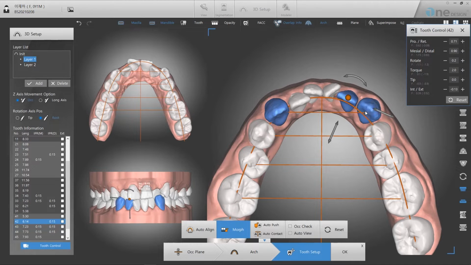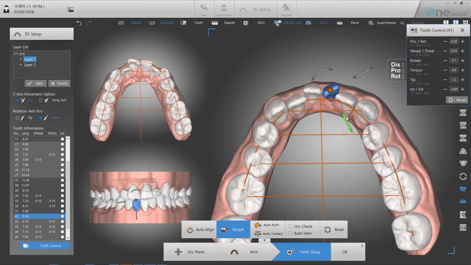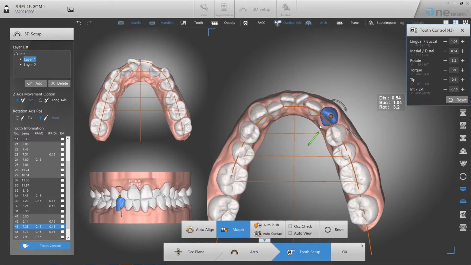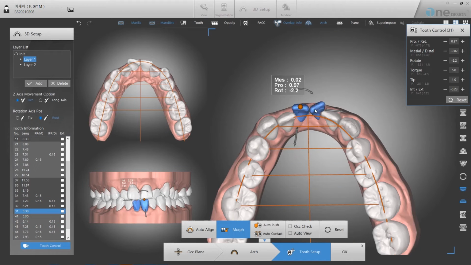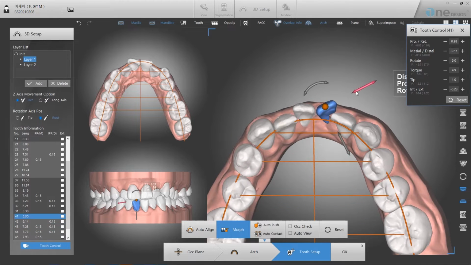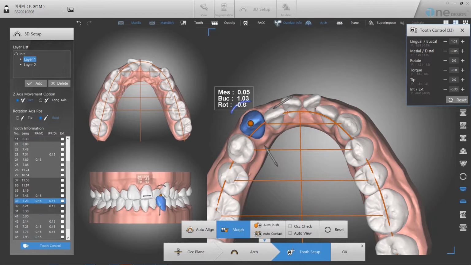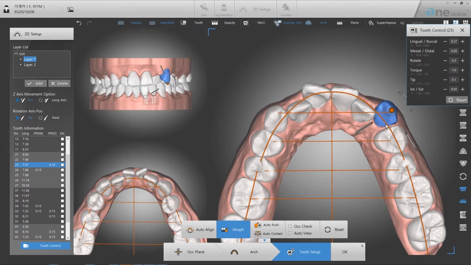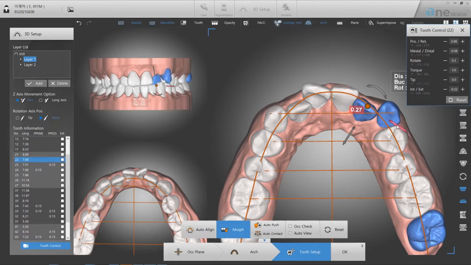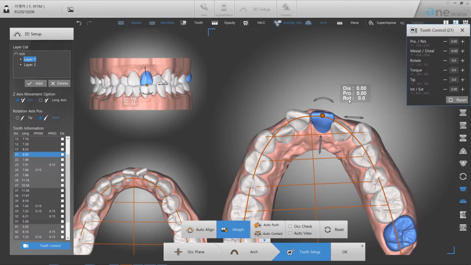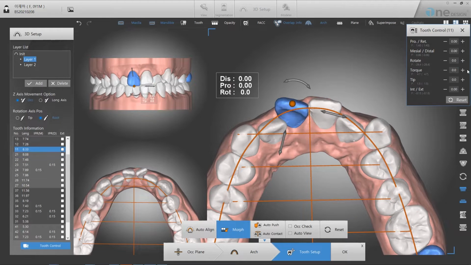Expansion to resolve crowding. Since crowding is severe, we will expand in several stages. Secure space for the lateral incisors by applying plus torque.